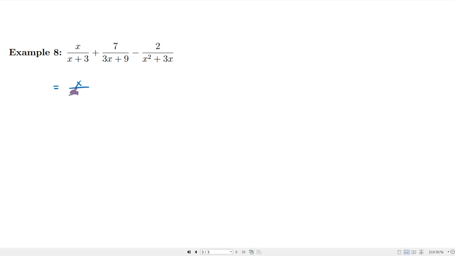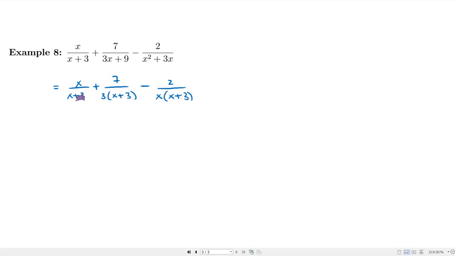First one looks like it's already factored as much as we can factor it, but here we have a common factor of 3, so we have 3 times (x + 3). And then over here we can factor what? Well, we have x squared plus 3x, so we have a common factor of x, and then we have x times (x + 3). Okay, so what's missing? We have denominators of (x + 3), 3 times (x + 3), and x times (x + 3).